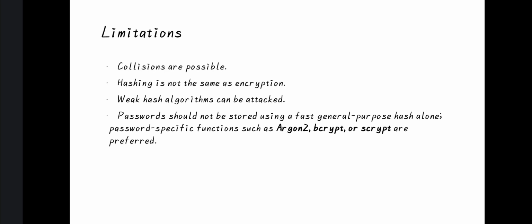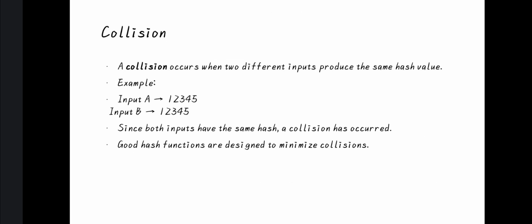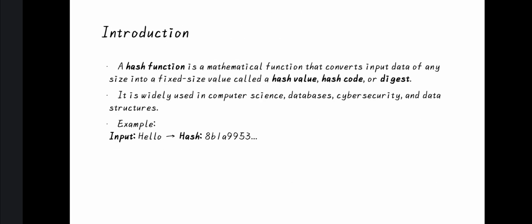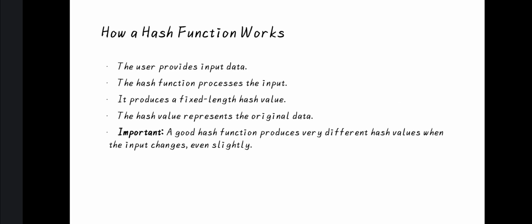Once again, a hash function is a mathematical function. The hash values are called hash value, hash code, or digest. Then how does a hash function work? You provide the input data and the hash function processes the input. It produces a fixed-length hash value. The hash value represents the original data. This is how it works.